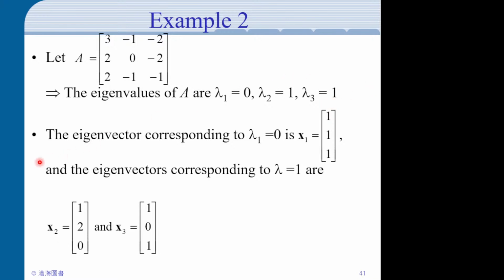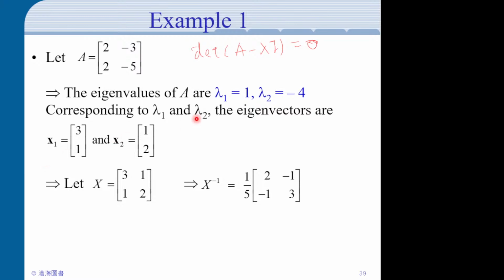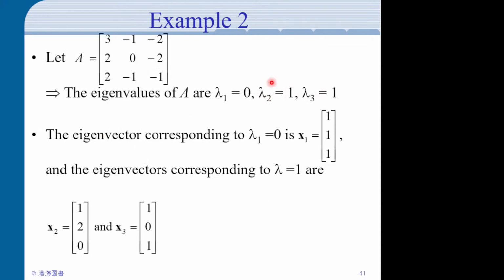Okay, now this one is a little different. In the previous one, we had distinct eigenvalues, so by our theorem 6.3.1, we know that we'll have linearly independent eigenvectors. But now you see lambda 2 and lambda 3 are the same, so we don't necessarily have linearly independent eigenvectors anymore. But let's see what we have. Lambda 1 equals 0, and this gives you one eigenvector, which is (1, 1, 1).